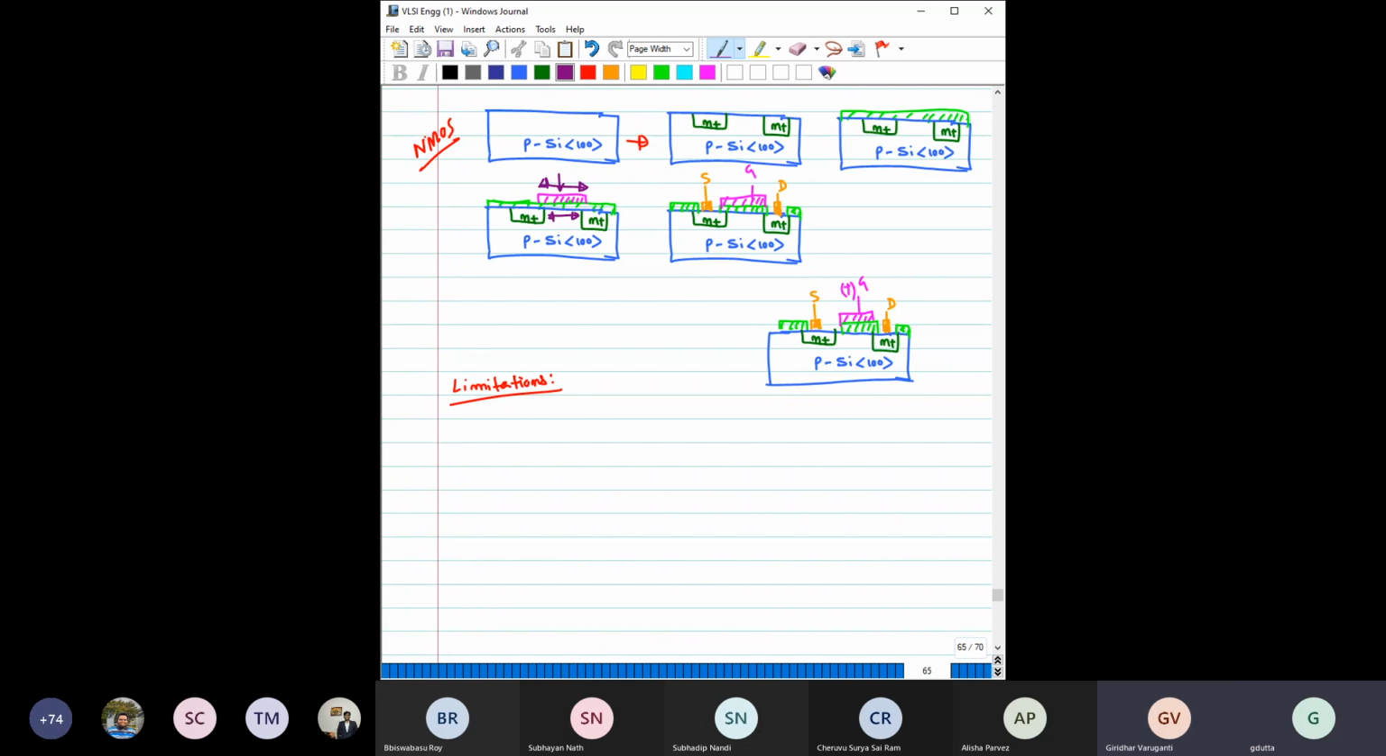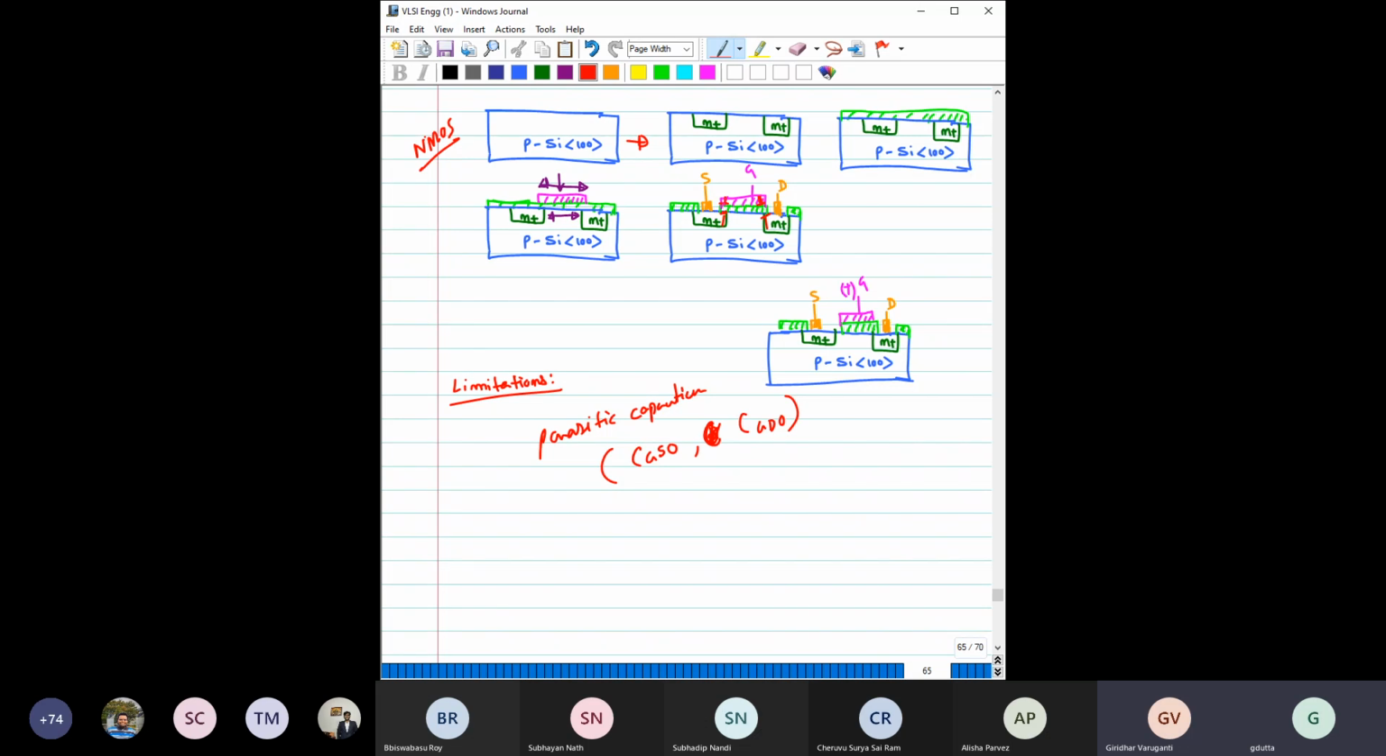But as a result you have to pay for something. When you do this, what will happen? You have capacitance between gate to source overlap, and between gate to drain overlap. These are the parasitic capacitances. So these are basically gate to source overlap capacitance and gate to drain overlap capacitance. This type of capacitance will be quite extensive for this type of design, or gate last design.